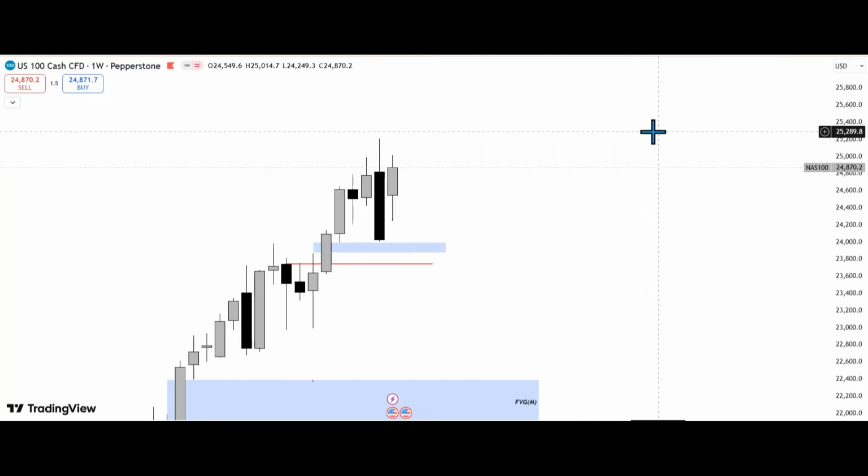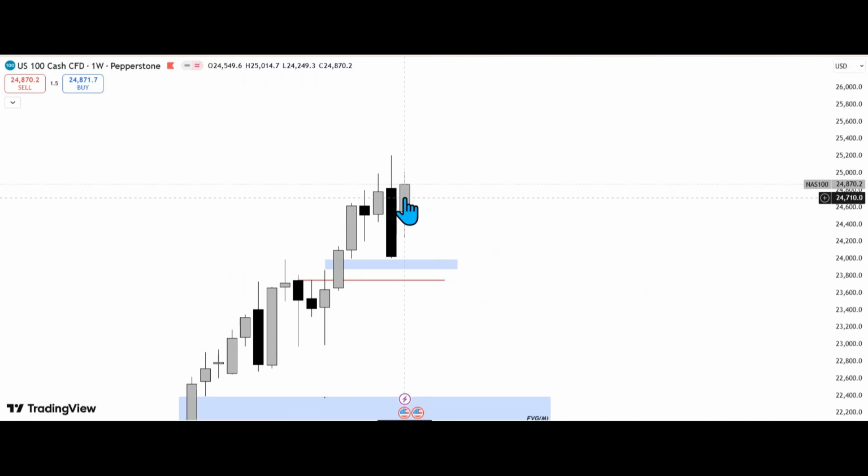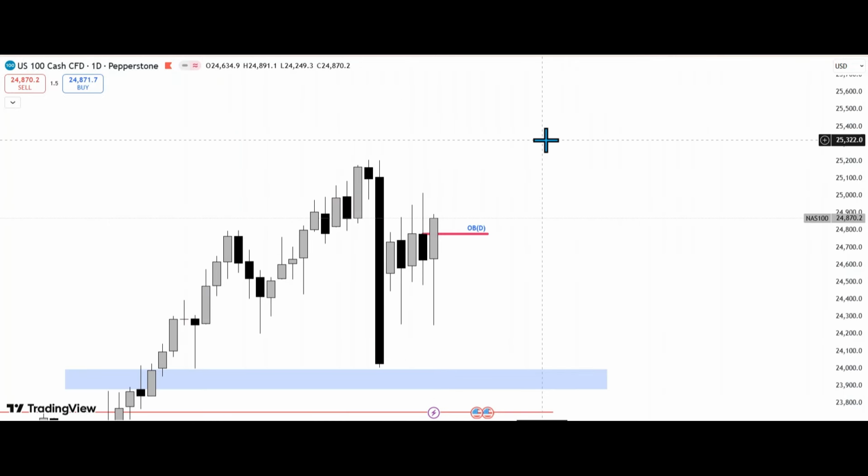So lastly, let's look at the NAS 100, which is also US 100. And again, US 100, we're at all-time highs. And this is what we had last week. So let's look at the daily time frame. On the daily time frame, we have this order block here. And also I like that we grab this liquidity here. So I want to see this order block be used to push price higher.